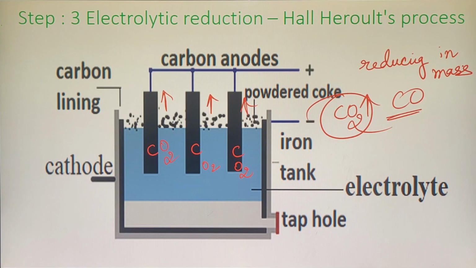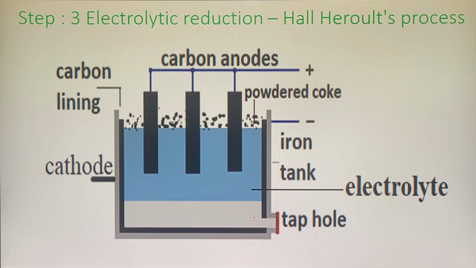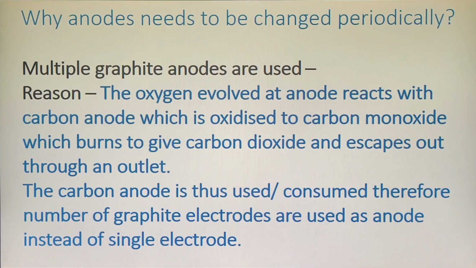Why does it start thinning out? My anode is made up of carbon. Which gas is coming out? Oxygen. It will give me CO2, which will go out in the vapor form. So please do remember this. This is one of the questions that is asked for your board exams also: why multiple graphite anodes are used and why they need to be changed periodically. So please remember what is evolved at the anode, which is the gas that is coming out at the anode.